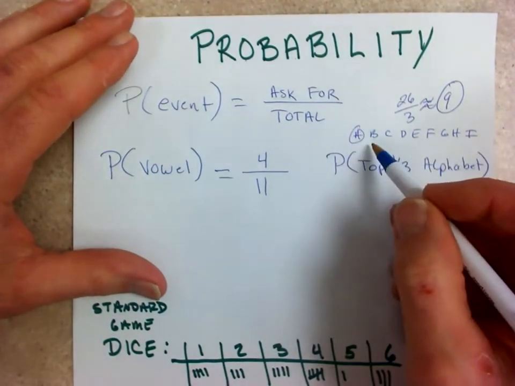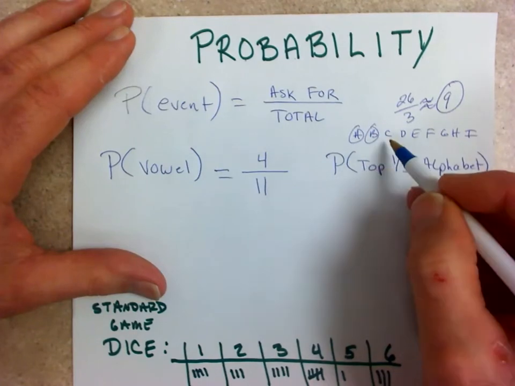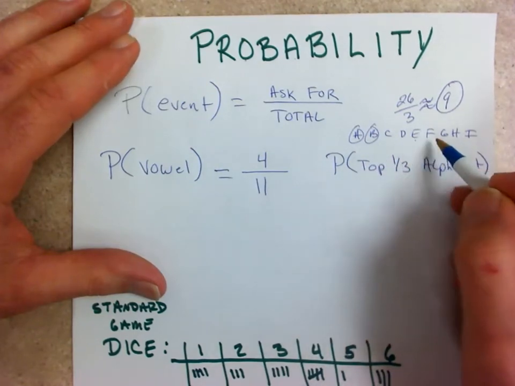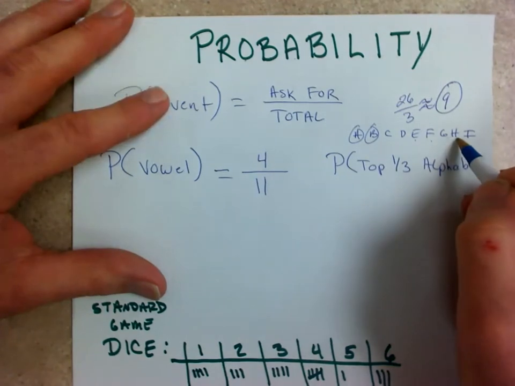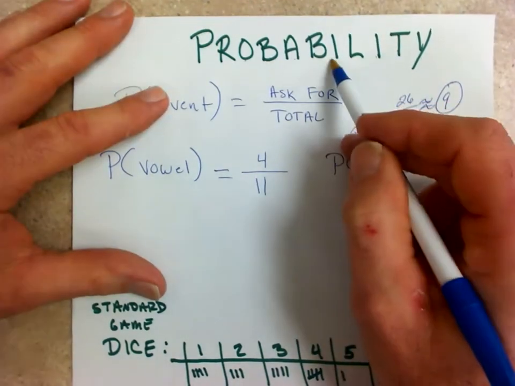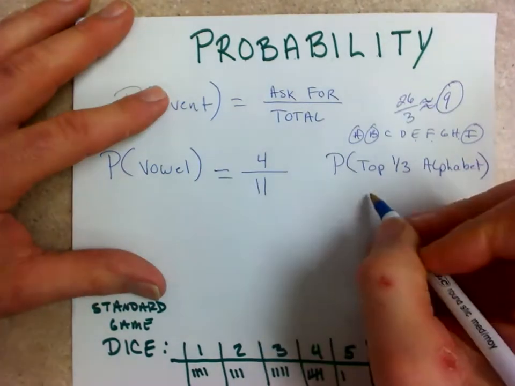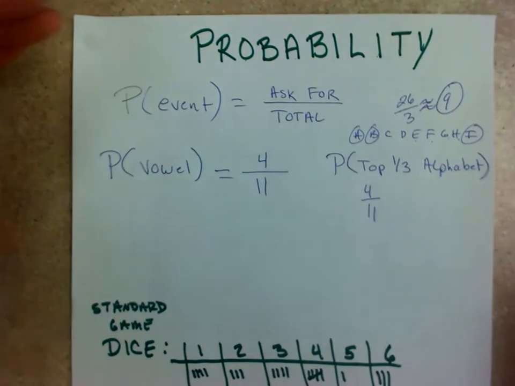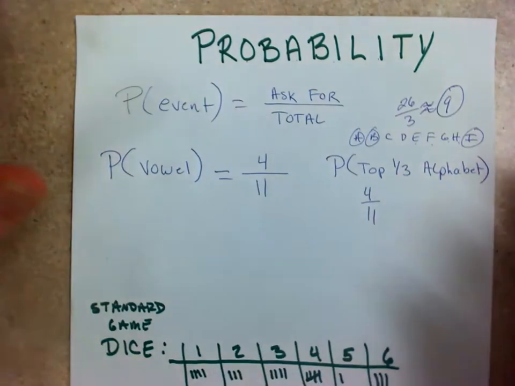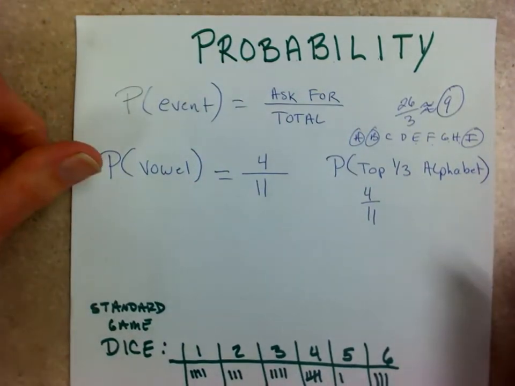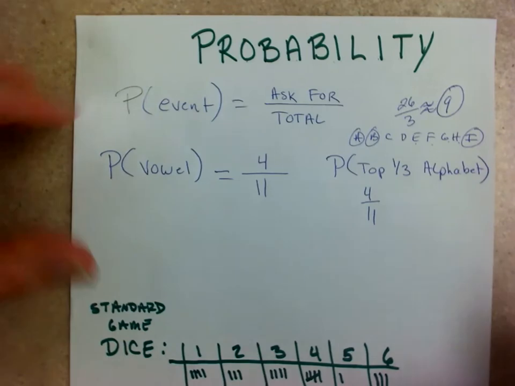We've got 1, 2, 3, 4. So the chances would be 4 out of 11. Again, how convenient. Both of those worked out to be the same. So that's just basic probability. That's how we would answer any of those kinds of questions that are just basic probability.